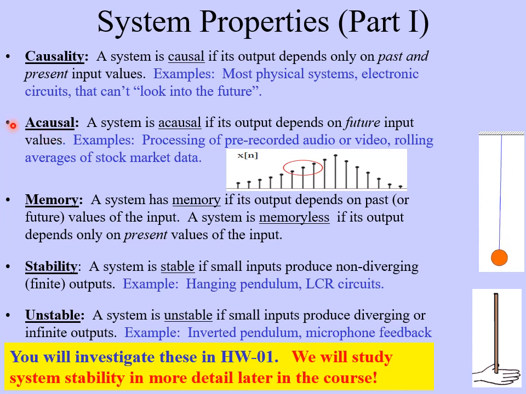Well, we can have a system that is acausal if its output depends on future input values. Now, how is that possible? Well, this happens all the time.